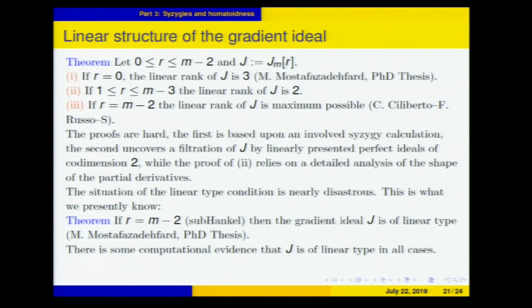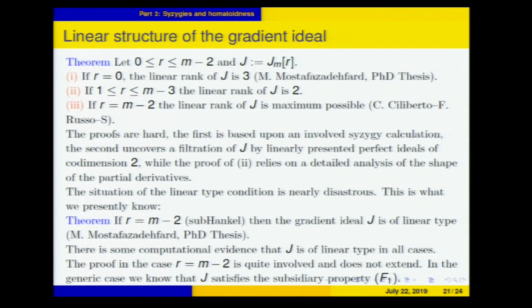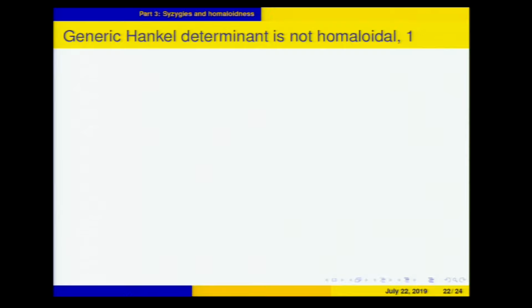It's a pity because there are so many things proved by Maral. I want to make some commercial. But anyway, whoever is interested can ask me for a copy of this. So this is the main thing. The generic Hankel determinant is not homaloidal, which means that the polar map is not a birational map.